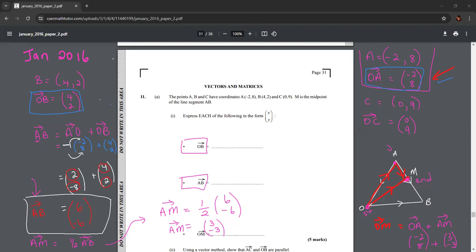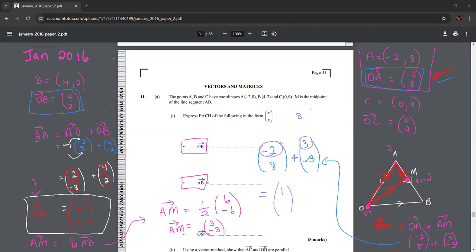So in order to find OM, it's going to be the sum of those two vectors. So we're going to add those two. We have negative 2, 8 plus 3, negative 3. Remember, you're going to add the corresponding numbers. So the top numbers, negative 2 plus 3. Remember your rules for positive and negative numbers. I'll get positive 1.